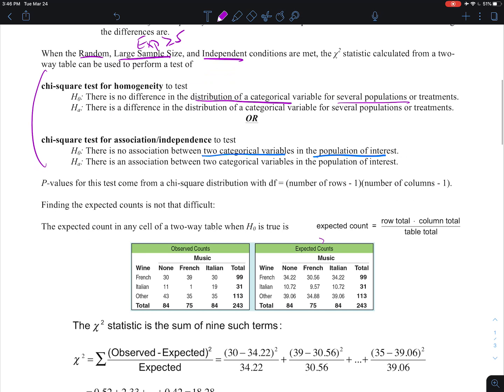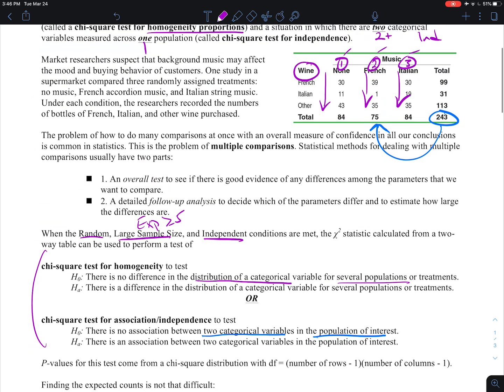We'll see when we find the expected counts, we'll make sure that they're all greater than or equal to 5. At some point, we would have read that it was a random sample or multiple samples. And then some comments on the independence. If it's homogeneity of proportions, we would want to say that this group is independent of that group, and then the type of wine purchased was also independent. So between the groups and within the groups, we have independence.